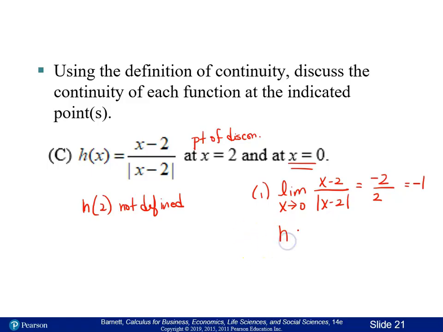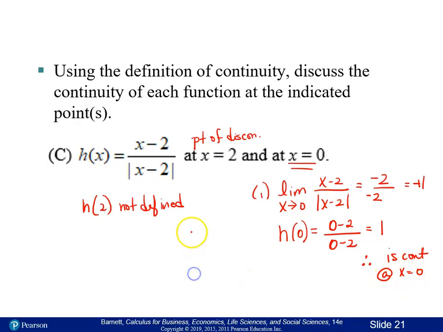Also, if I look at H of 0, that's just plugging 0 into the function. So I end up with 1, and this one should have been 1 as well. Because they equal each other, I could say, therefore, it is continuous at x equals 0.